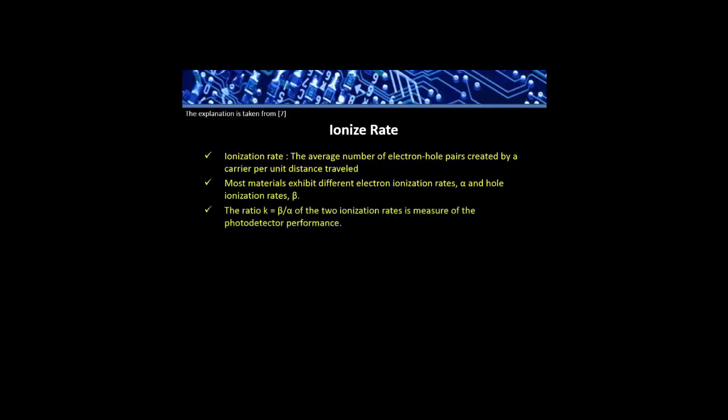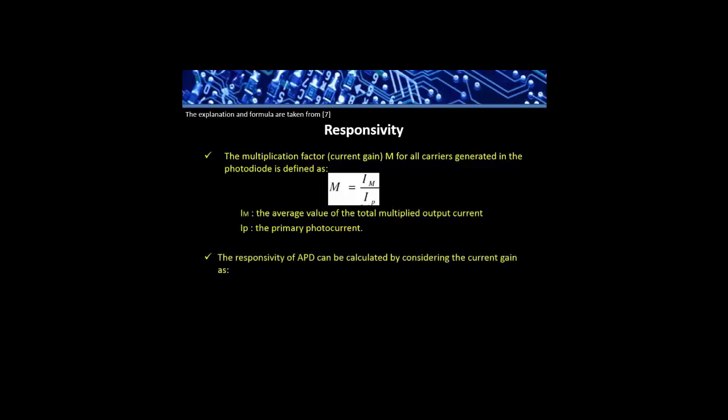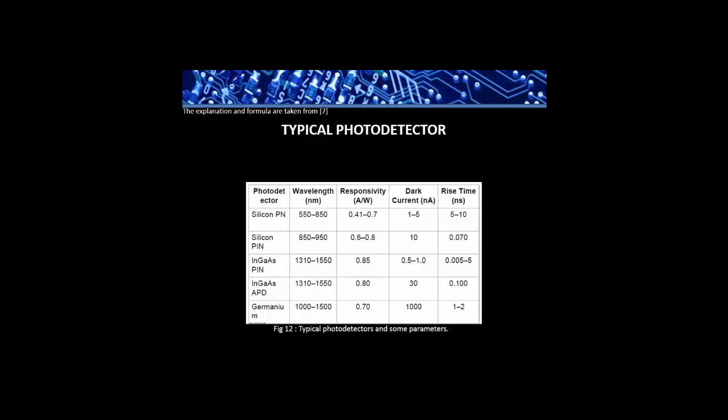Ionization rate is the average number of electron-hole pairs created by a carrier per unit distance traveled. Most materials exhibit different electron ionization rates and hole ionization rates. Only silicon has a significant difference between electron and hole ionization rates. The responsivity of an APD can be calculated by considering the current gain. Figure 12 shows the typical photodetectors available in the market with specific parameters.